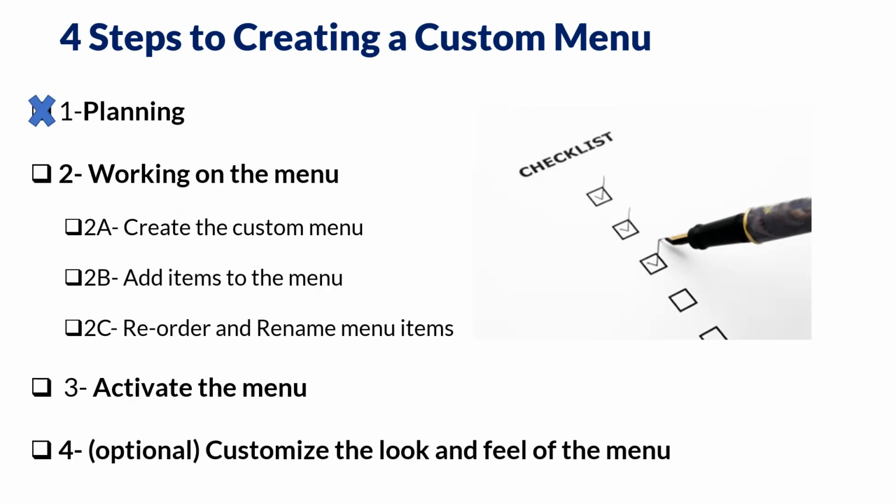Okay, we are done with step number 1 and we are on to step number 2, working on the actual menu, which is a set of 3 sub-steps. We are going to create the custom menu in 2A. In 2B, we are going to add items to the menu. And in 2C, we are going to reorder and rename menu items.